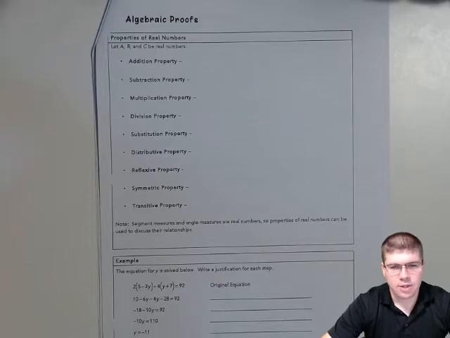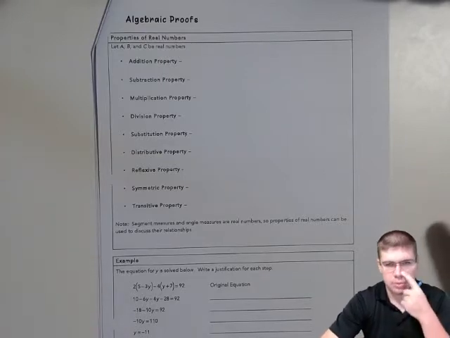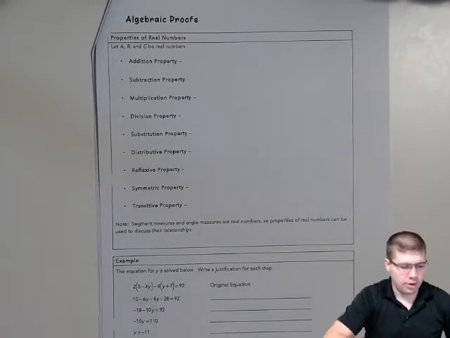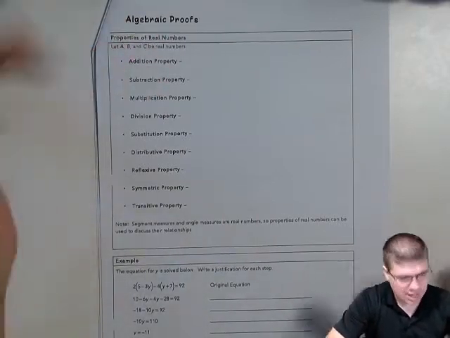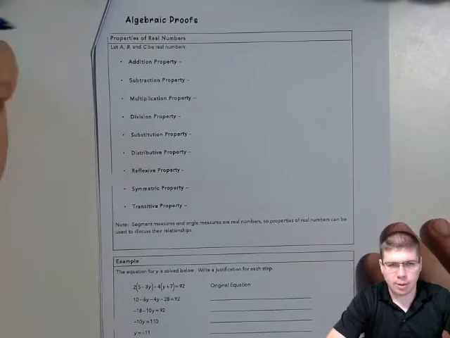Hey Geometry, so today we're going to put all of our logic together and actually formally do some proofs. We've actually done some of this before, in this and some of our other lead-up chapters, but we're going to finally dive in fully. So with algebraic proofs, we've got a bunch of different properties.